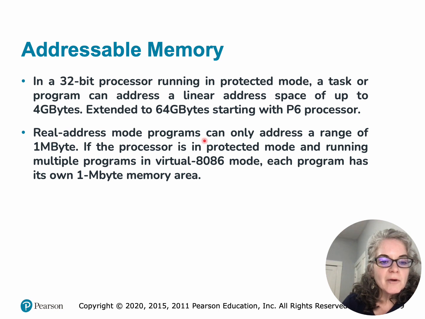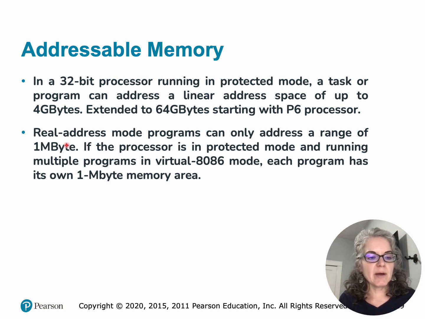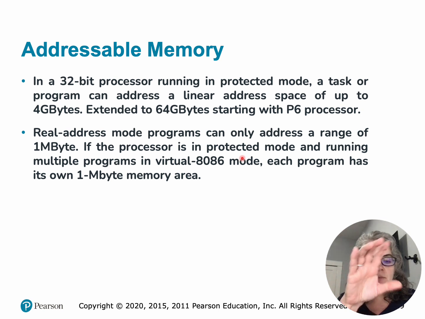Real address mode programs can only address a range of 1 megabyte. If the processor is in protected mode and running multiple programs in virtual 8086 mode, each program has its own 1 megabyte memory area. So if the processor is in protected mode, remember we're running in segmented areas, so each segment has 1 megabyte memory area. Whereas a 32-bit processor in protected mode has 4 gigabytes, extended to 64.